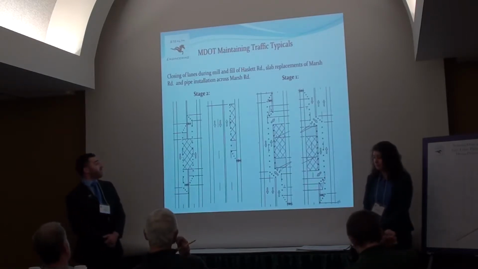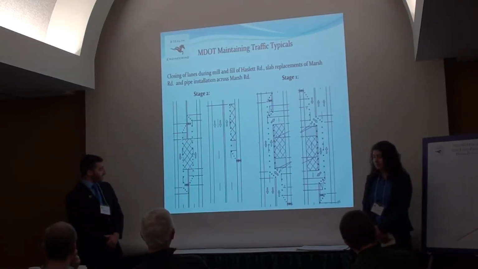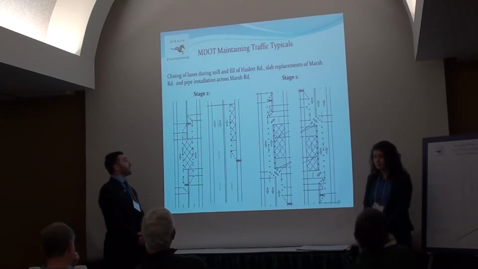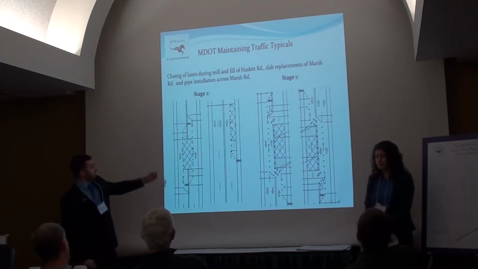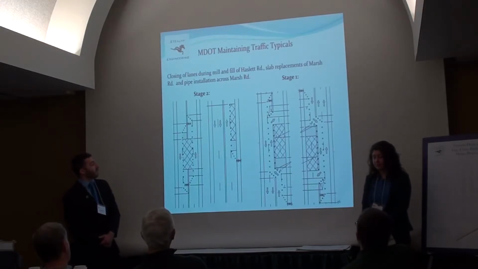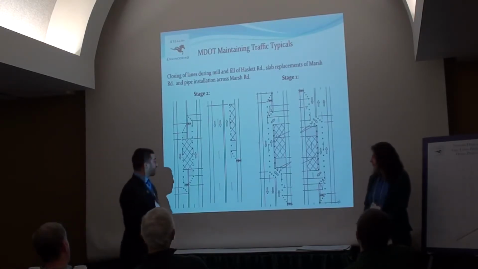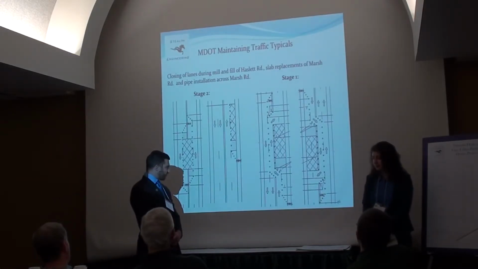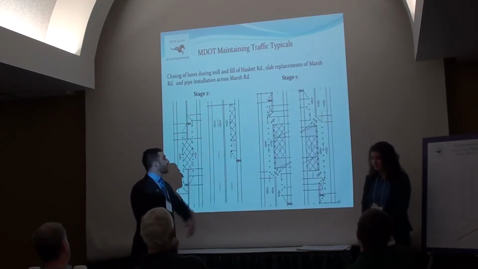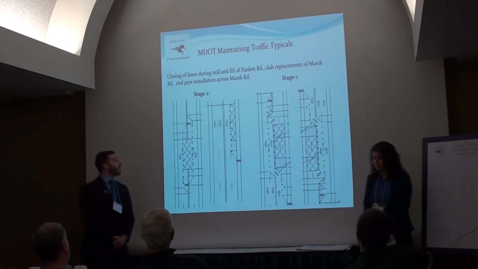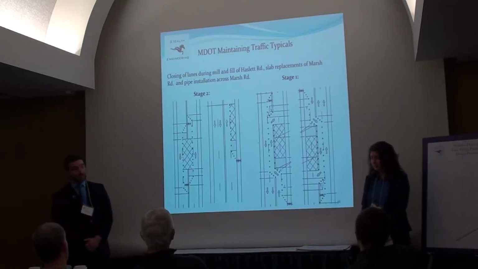Pertaining to stage 2, the coal milling of Hazlet and the slab replacement of Marsh, we will, again, in the interest of keeping traffic open and flowing, perform construction 1 lane at a time. In the case of middle lanes, 2 lanes at a time. It should be noted that MDOT has rules and regulations for sign placement on site on the basis of the roadway type and roadway speed.